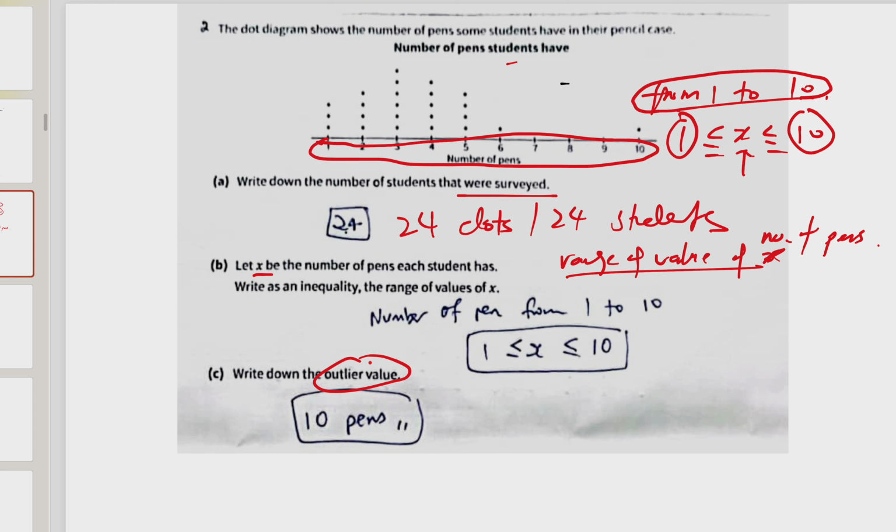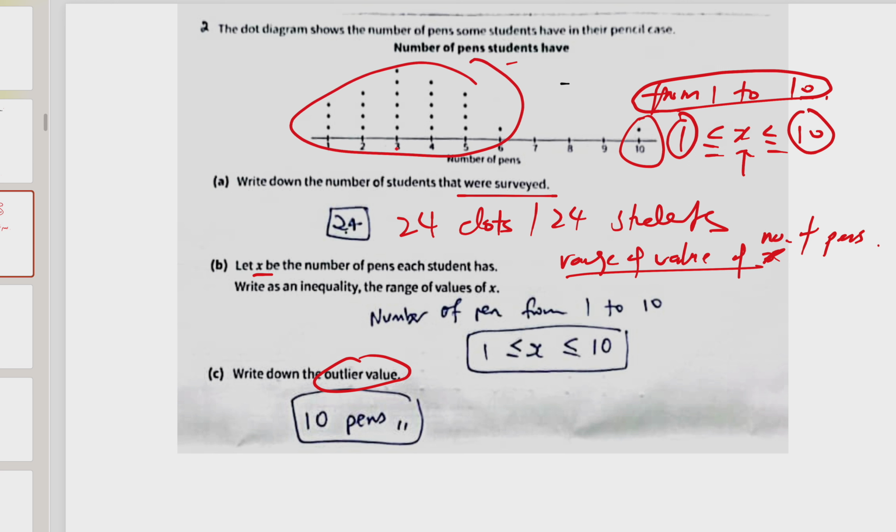So in this case, which student is an outlier student? Isn't this the outlier student? The student that has 10 pens, while the rest only have 1, 2, 3, 4, 5, and 6. And this student is so special, has 10 pens. Like, wow, how come you have 10? Do you understand the meaning of outlier now?